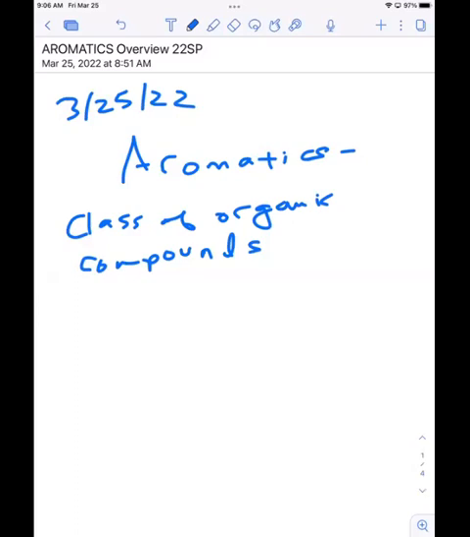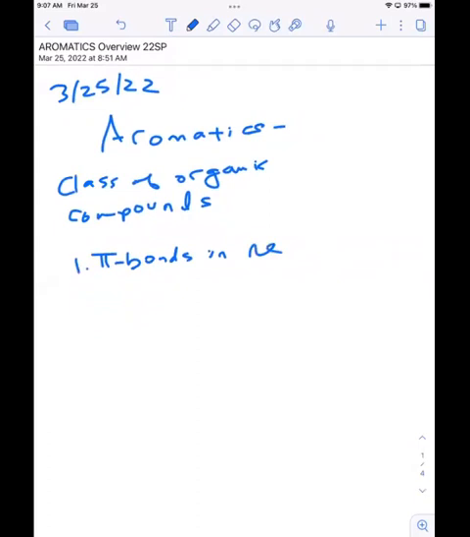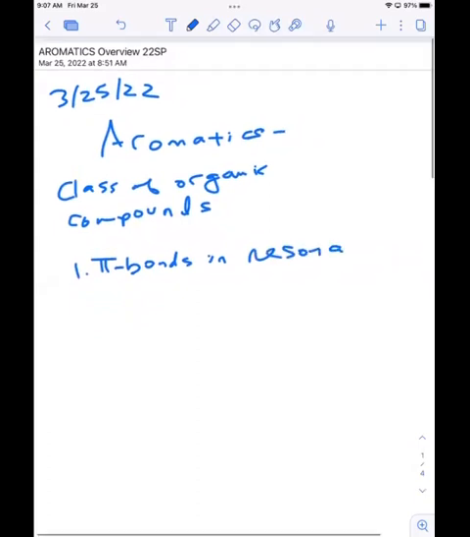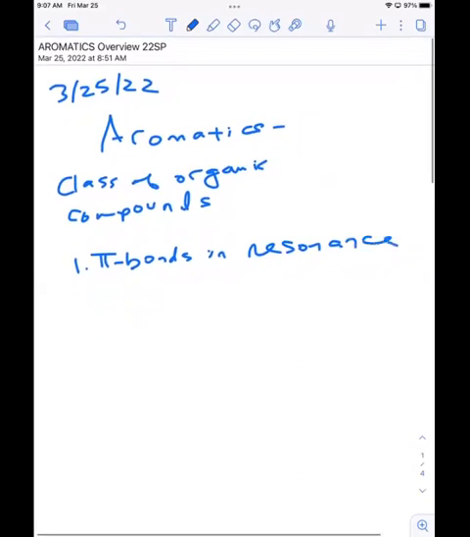But one thing that's common to all aromatics is that they have pi bonds that are in resonance with one another. That is a consequence of the fact that they are fully conjugated.